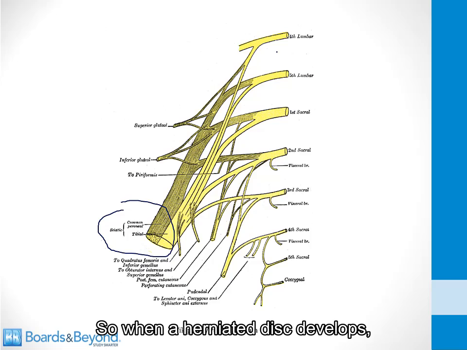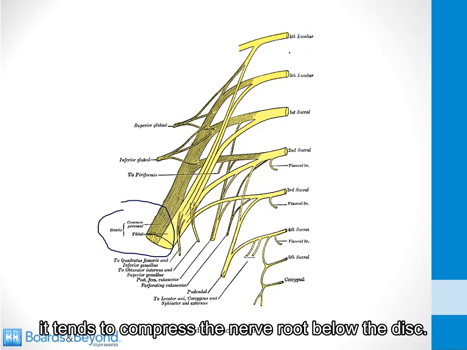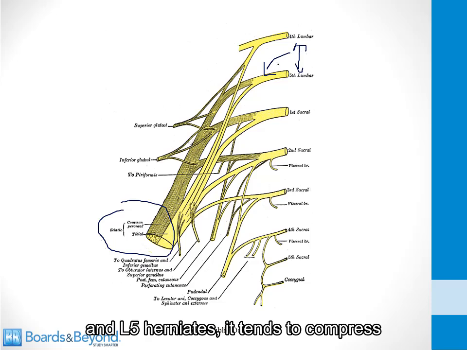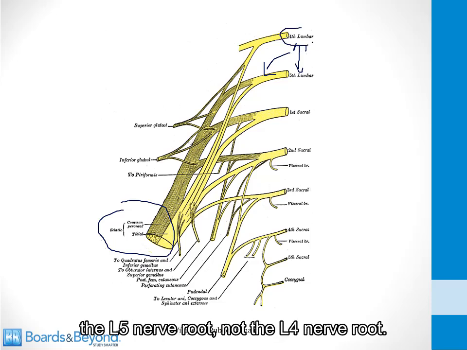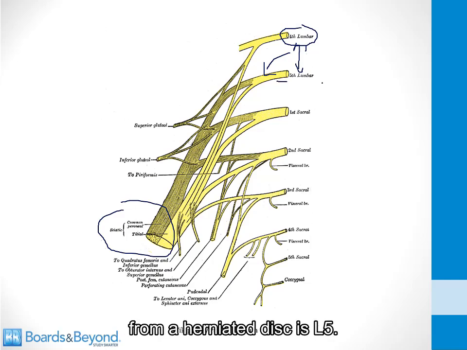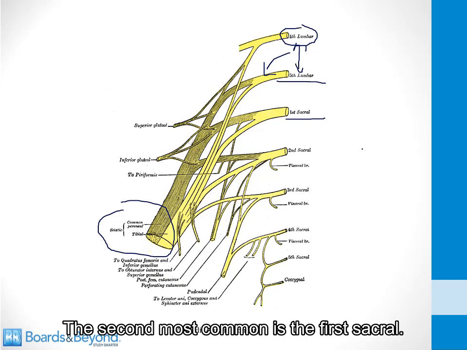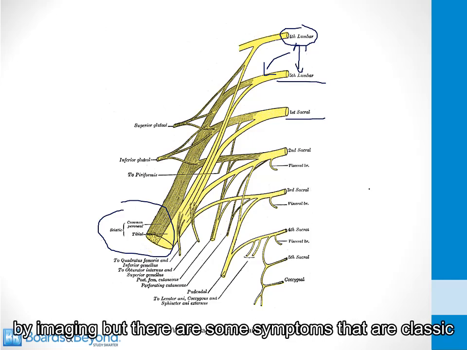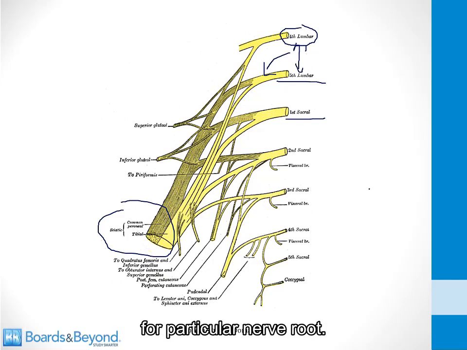So when a herniated disc develops, it tends to compress the nerve root below the disc. For example, if the disc between L4 and L5 herniates, it tends to compress the L5 nerve root, not the L4 nerve root. The most common nerve root to be compressed from a herniated disc is L5. The second most common is the first sacral. Herniated discs at these levels are often diagnosed by imaging, but there are some symptoms that are classic for particular nerve roots, so let's go over those now.